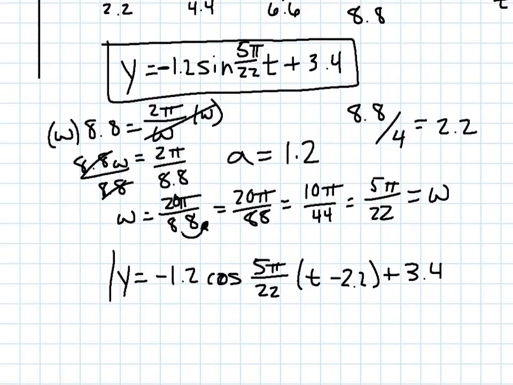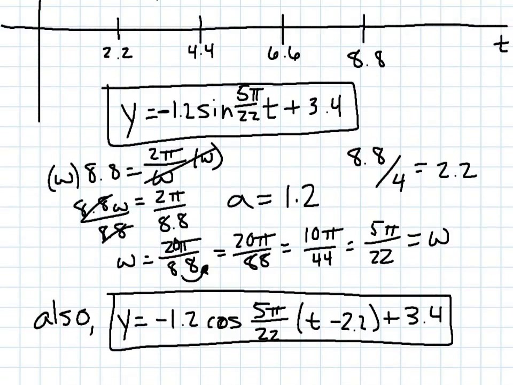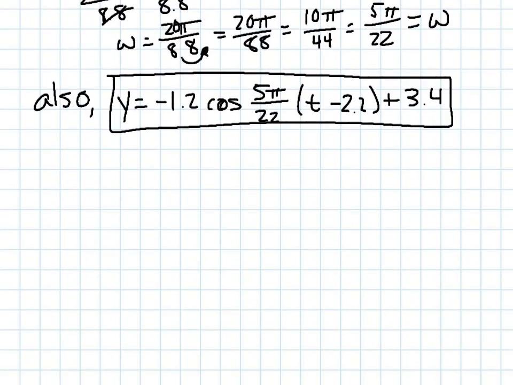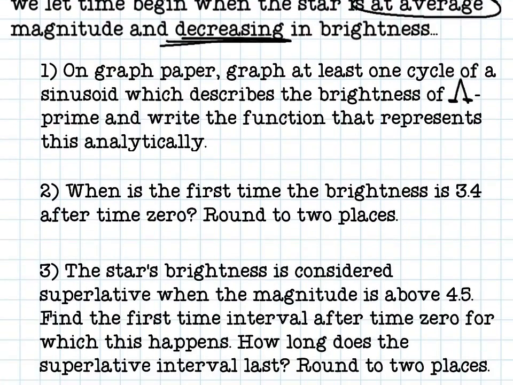So this would be also an answer. Okay? So you have two different options. You could have infinitely many functions that you could write depending on how you wrote the phase shift. Most people will use it this way because there is no phase shift, so it's easier to write it that way.